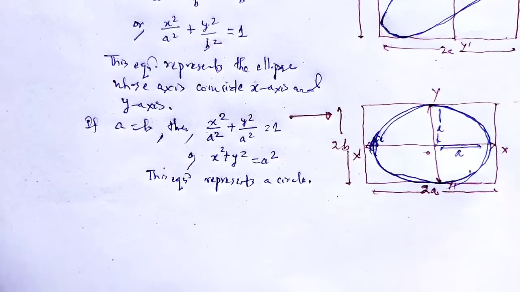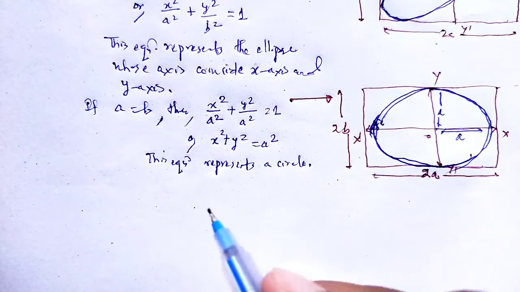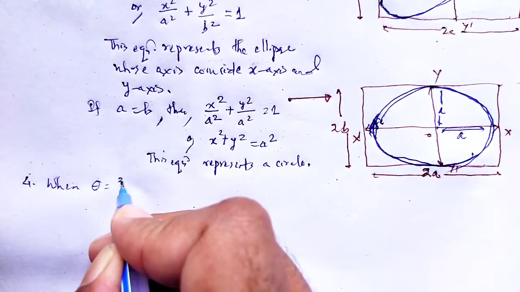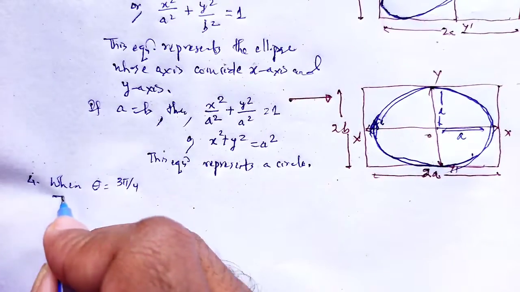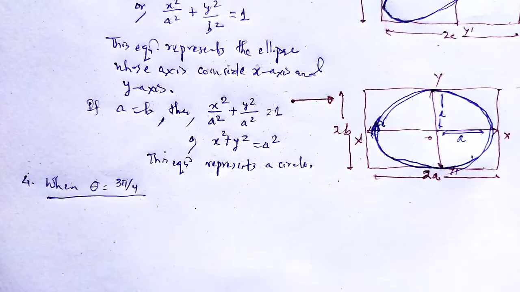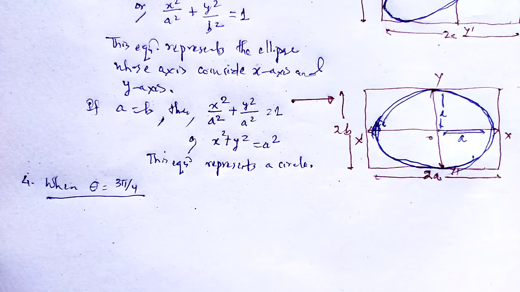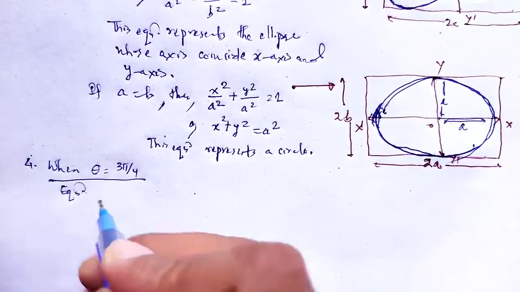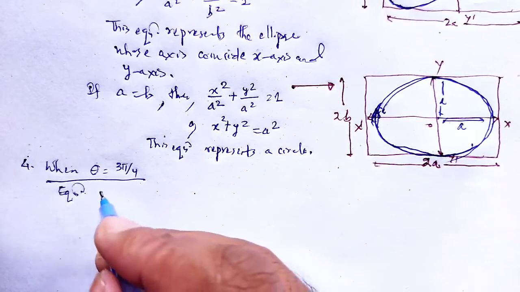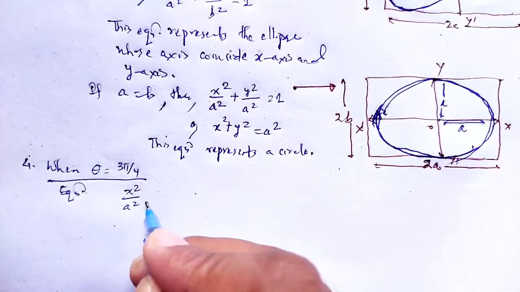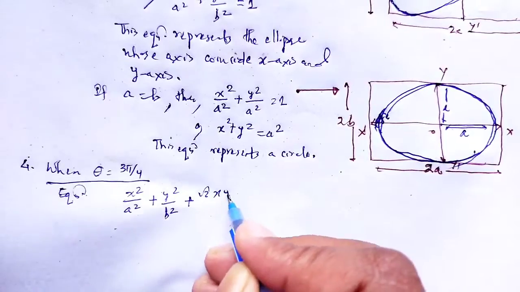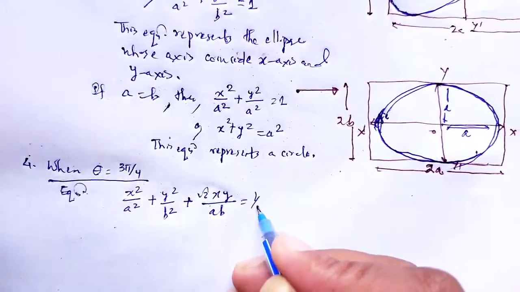Next thing, when theta is equal to 3 pi by 4, what happens? Cos 3 pi by 4 is equal to minus 1 by root 2, sin 3 pi by 4 is equal to 1 by root 2. Therefore, the equation written like this becomes x square by a square plus y square by b square plus root 2 xy by ab is equal to half.